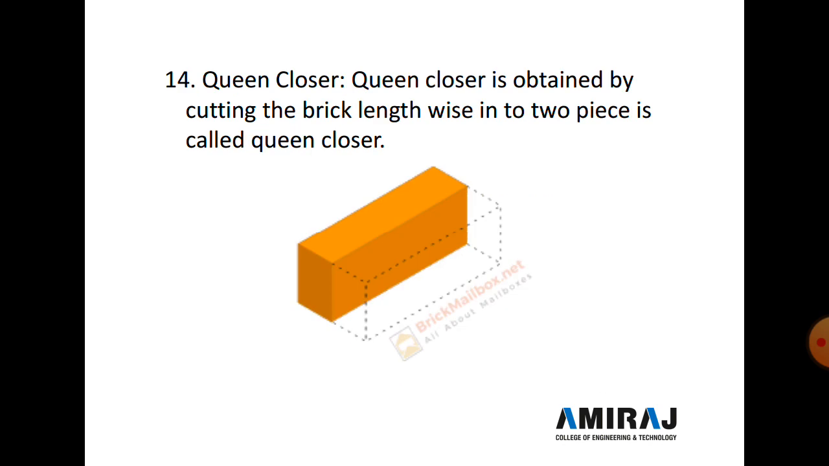Now next definition is a queen closure. So what is queen closure? Queen closure is obtained by cutting the brick lengthwise into two pieces. From the header side, half part is marked and totally cut up to the second header. So here the brick is cut lengthwise into two parts, called a queen closure.